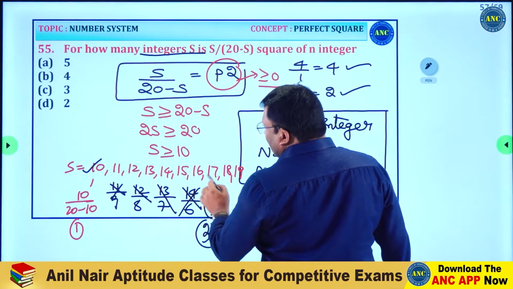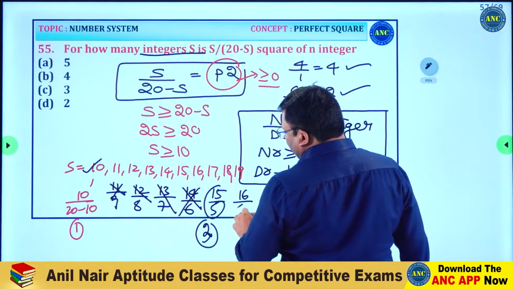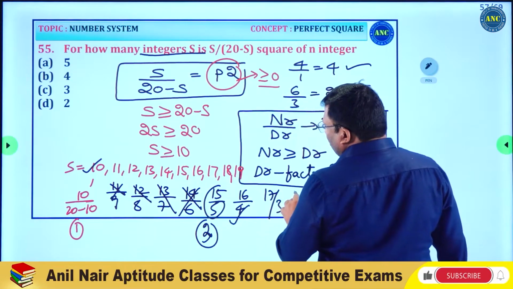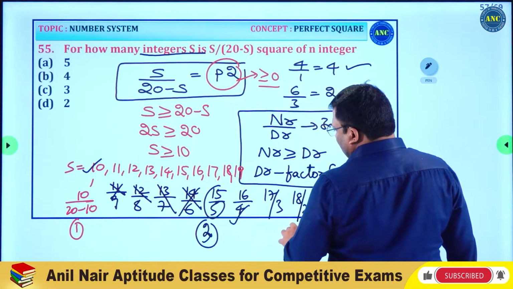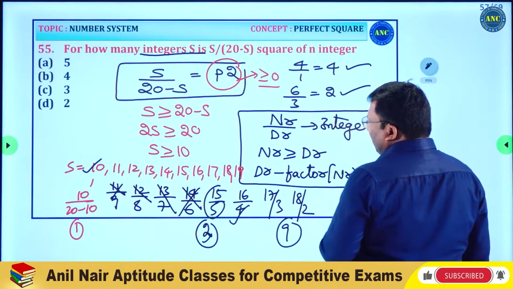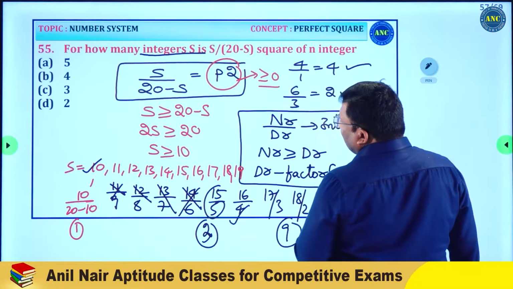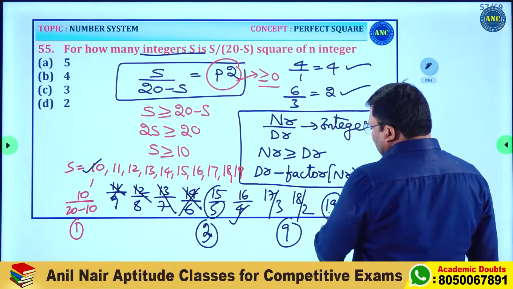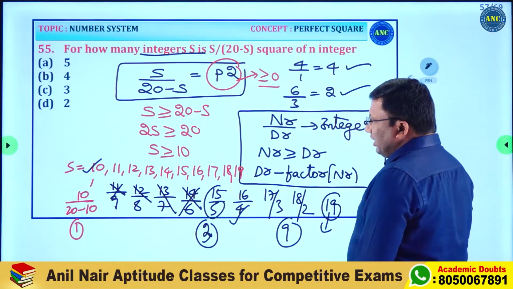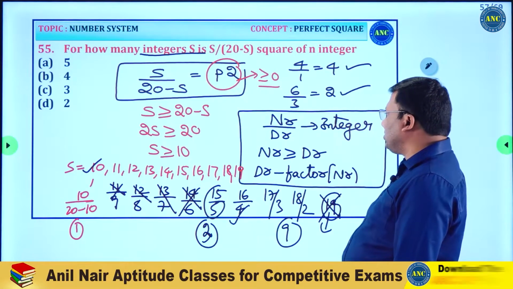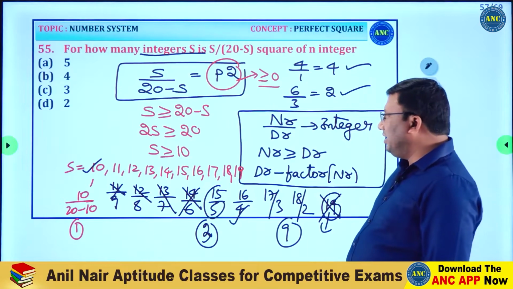Second case, 16 by 4, 4. Yes. 17 by 3, no. 18 by 2, 9. Yes. Right. Next one, 19 by 1, 19. It is an integer, but is 19 a square of an integer? No.